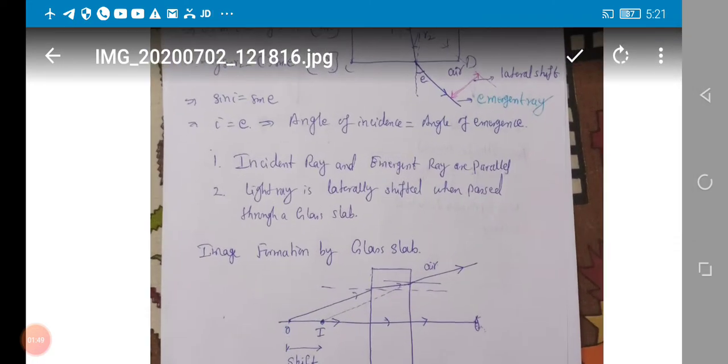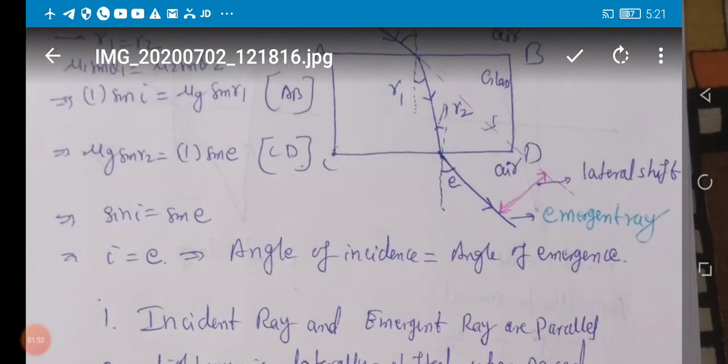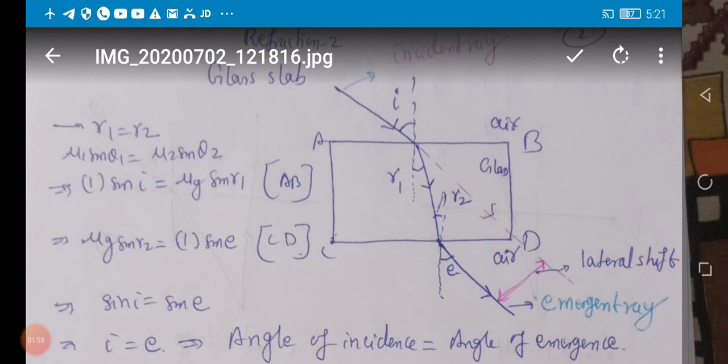Now here, student, I have drawn the glass slab figure again. As you know, a glass slab is a transparent substance made of glass. It is three dimensional and its shape is cuboid, student. One surface I have named AB and the parallel surface CD. You can see the incident ray, the refracted ray, and the emergent ray. The angles I have shown in the figure.